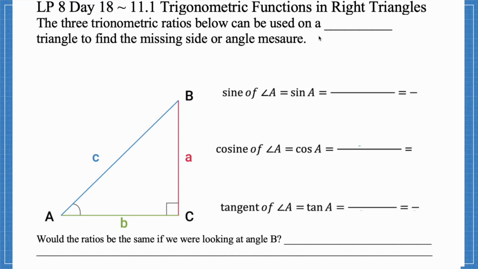So we're going to start on trigonometric functions today. There are 3 trigonometric ratios below that can be used on a right triangle to find the missing side or angle. We can do it either way. These are not the only 3. There are actually 6 of them, but we're going to focus on the first basic 3.